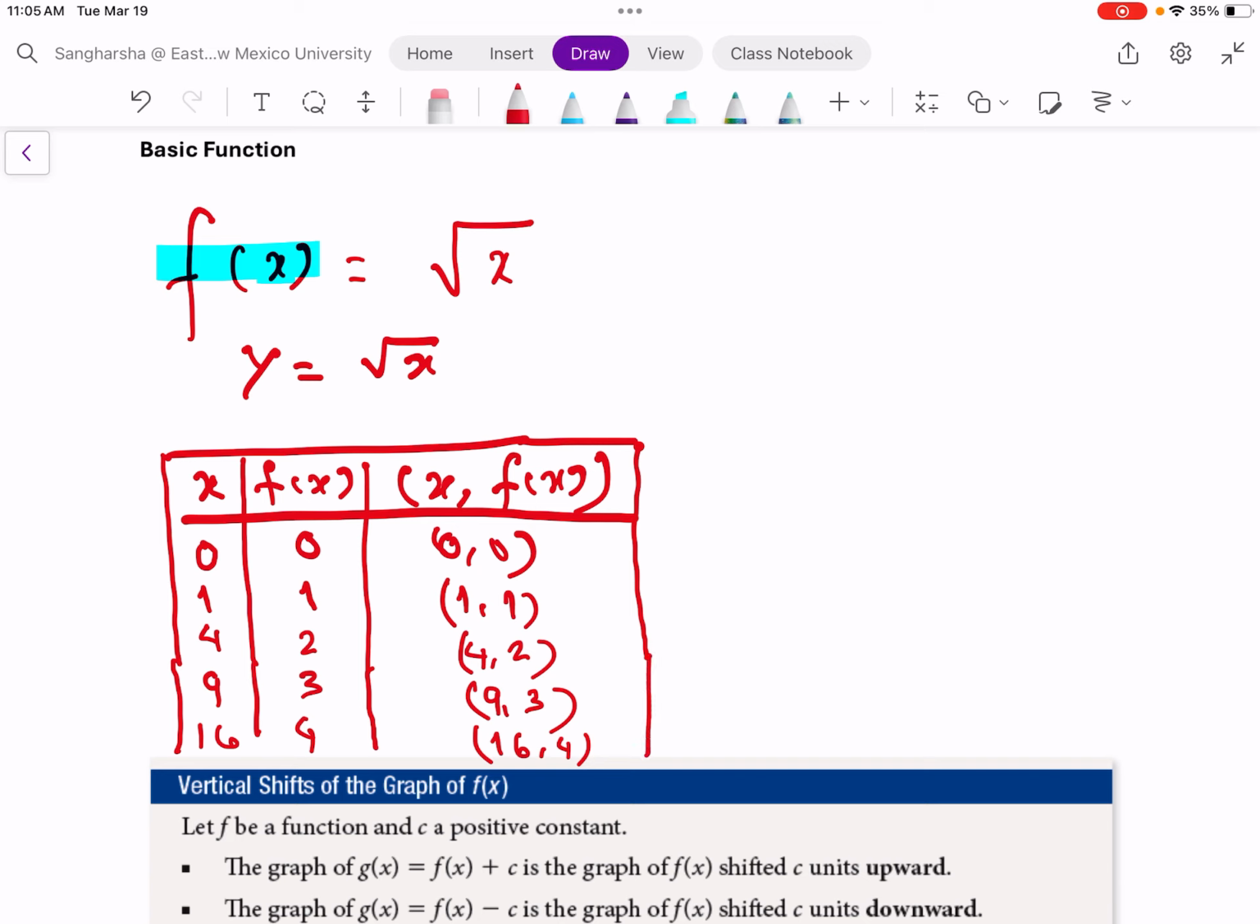Okay, now can you graph this function? Can we graph now? What do we do to graph this function? Okay, just let me give you 2 minutes, okay? I'll be right back. I want you to graph this, okay?